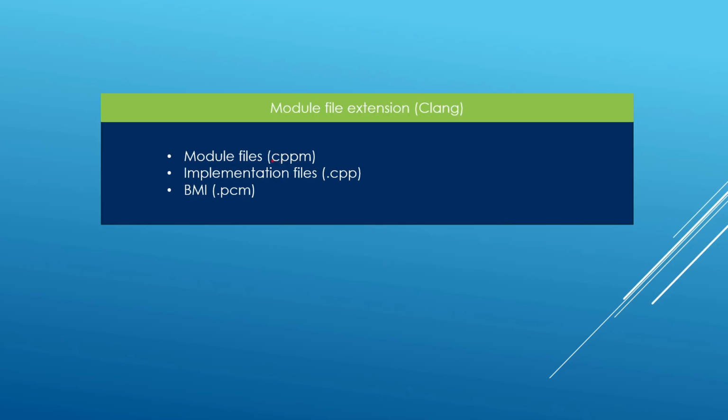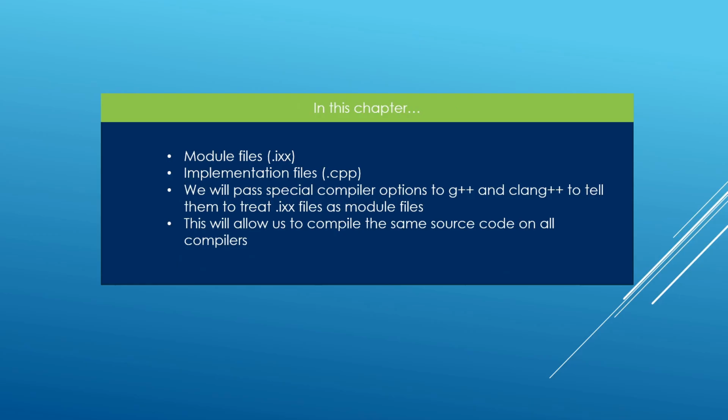Module files will have the .cppm extension. Implementation files will have the .cpp extension. And the BMIs will have the .pcm extension. And we will get a chance to see this when we play with modules in a while. In this chapter, we will be using the .ixx extension across all our compilers, and implementation files will be using the .cpp extension.